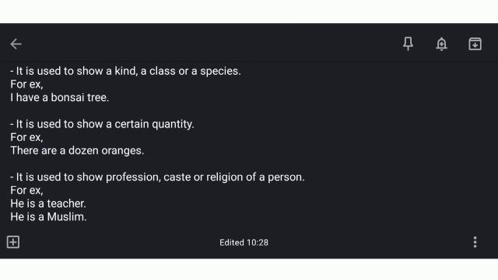For example, he is a teacher. Teaching is his profession, that's why he is a teacher. So when we mention the profession, we write a before it. He is a Muslim. Muslim talks about religion, caste, so we write Muslim, and before that we write a. So here the uses of a come to an end.